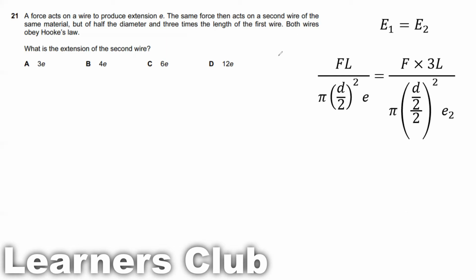Why? Because they have already mentioned they are of the same material. Same material means they have the same Young's modulus. And I have substituted the formula stress over strain with the given details. Now we have to just cancel it off. The force is the same on both sides, so I can cancel. The length is the same on both sides, so I can cancel. Pi is the same on both sides. I can't cancel extension because this is E and this is E2, so they are of different numerical values, so I cannot cancel it.